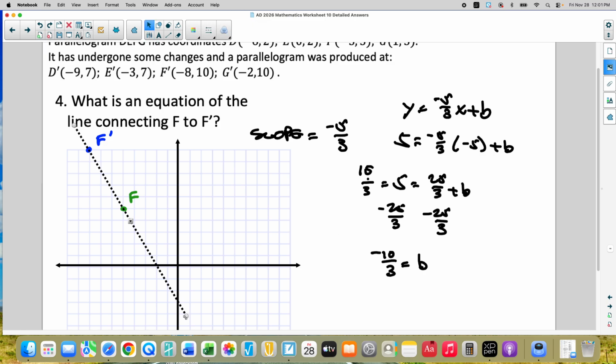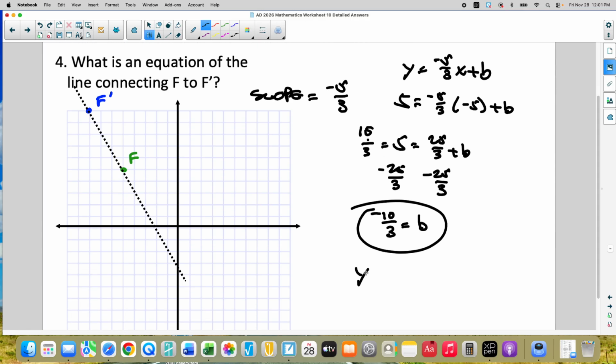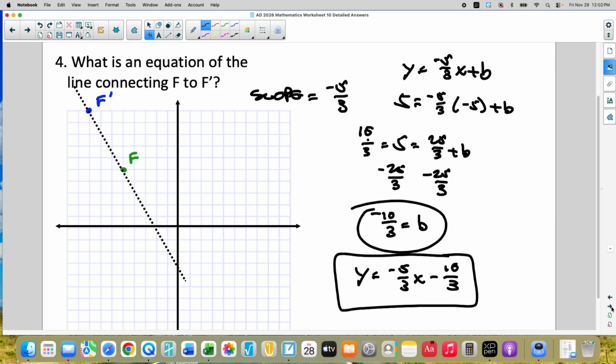So yeah, I get that. That could definitely be right there. So negative 3 1/3 is a much better number for my y-intercept. So my equation is y equals negative 5/3 x minus 10/3, and that is much better.